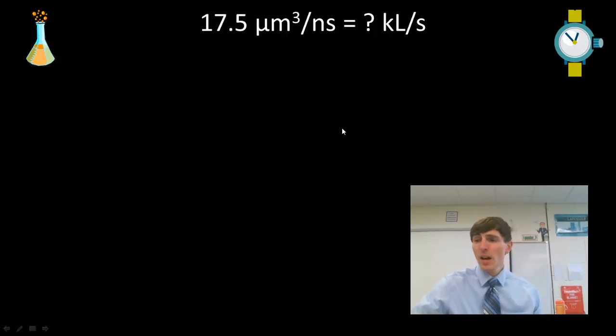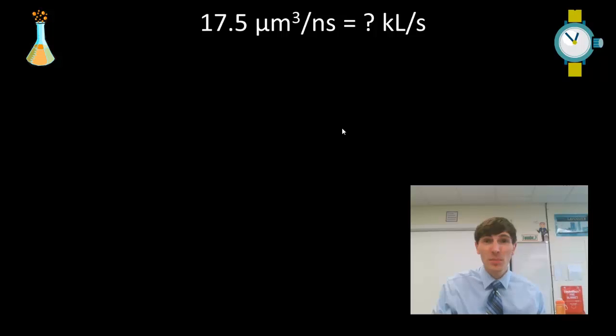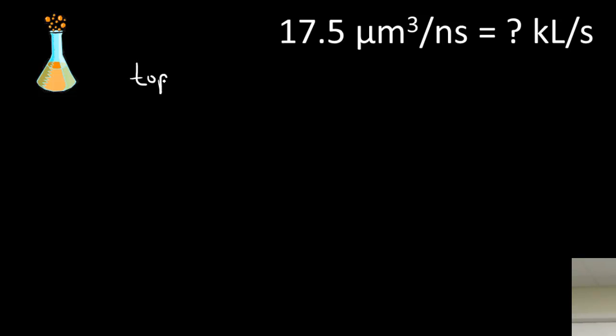So my problem says this. I have 17.5 cubic micrometers per nanosecond, and I want to convert that to kiloliters per second. So this is probably someone measuring how long it takes for something's volume to change. It has two dimensions at once. I'd like you to think of problems with multiple units like this as two separate problems. You have the top, or the numerator, and the bottom that are both happening at the same time. You're trying to do two conversion problems at once.